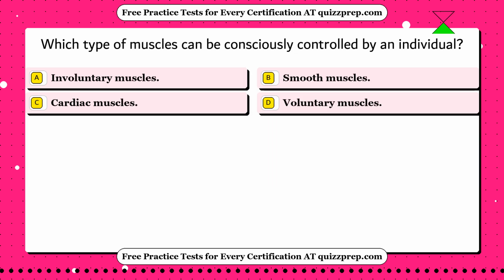Question 5. Which type of muscles can be consciously controlled by an individual? Option A. Involuntary muscles. Option B. Smooth muscles. Option C. Cardiac muscles. Option D. Voluntary muscles.